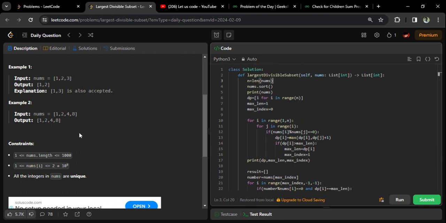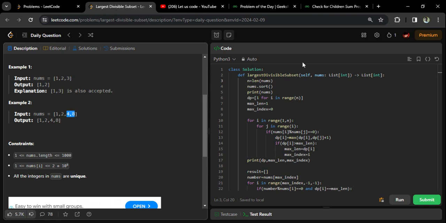First thing is very clear, I have already given you that hint: we will have to sort the array. Why am I sorting it? Try to understand this fact. If a bigger number tries to divide a smaller number, for example 4 divided by 8, I will never get the remainder as 0, because 4 is much smaller than 8. So the better idea is to divide the bigger number by the smaller number.